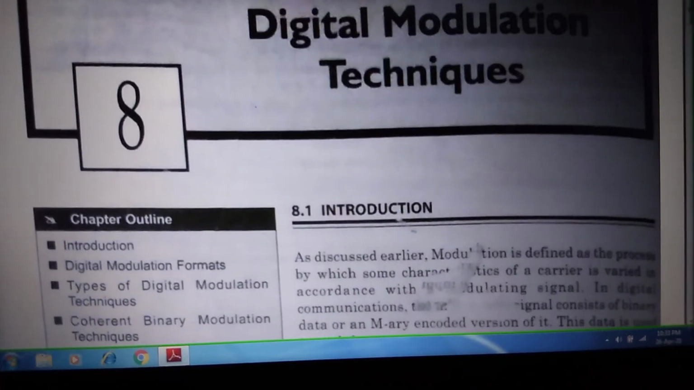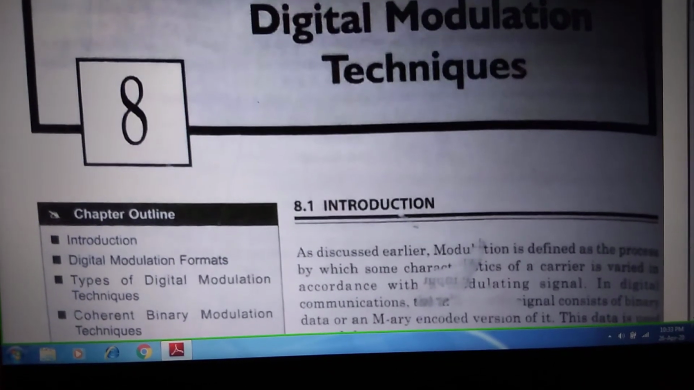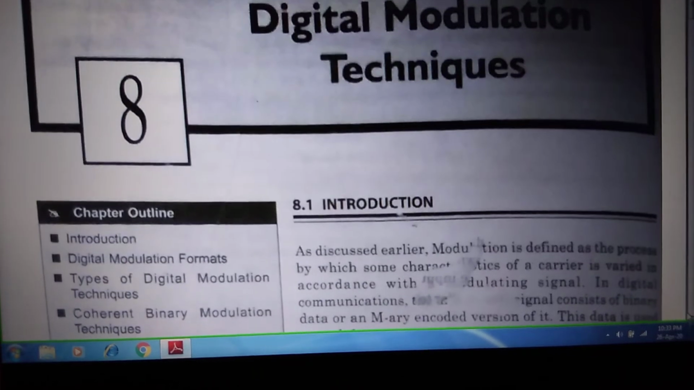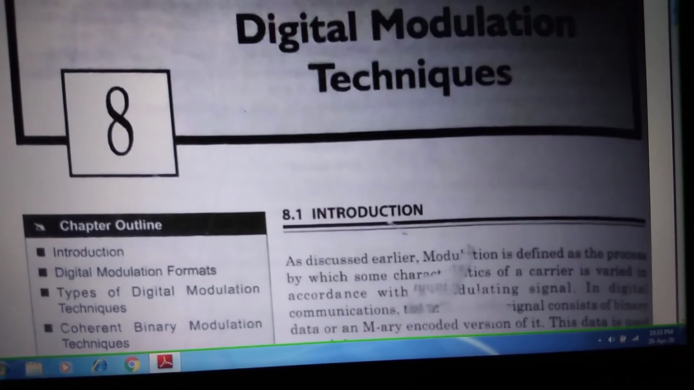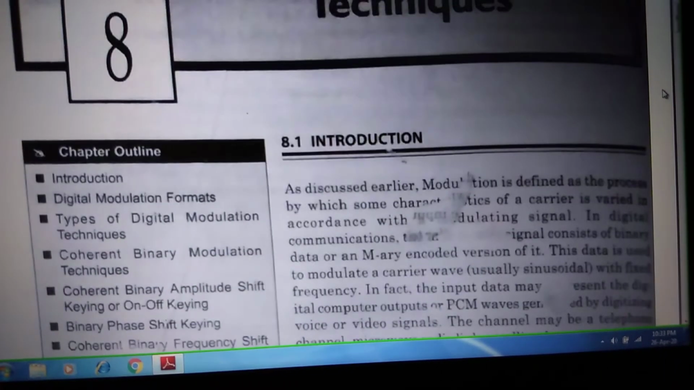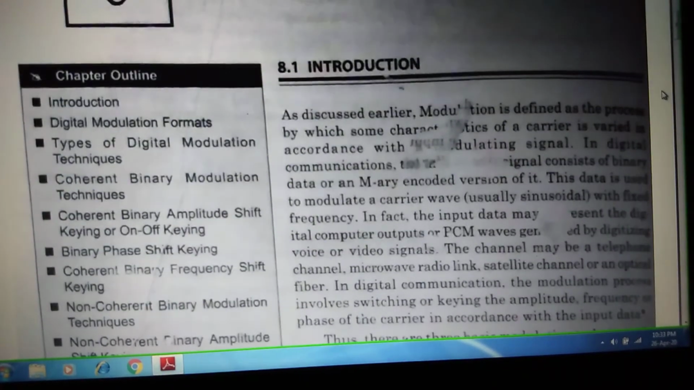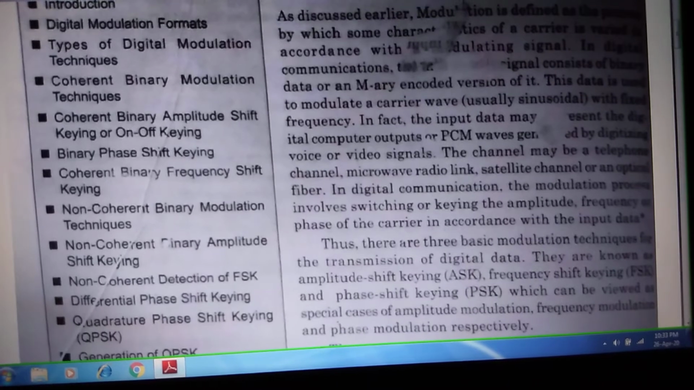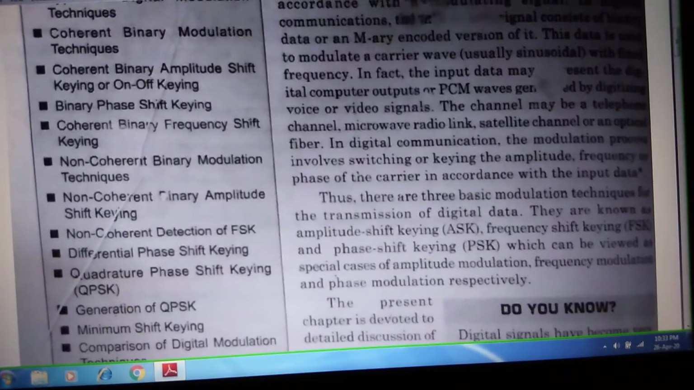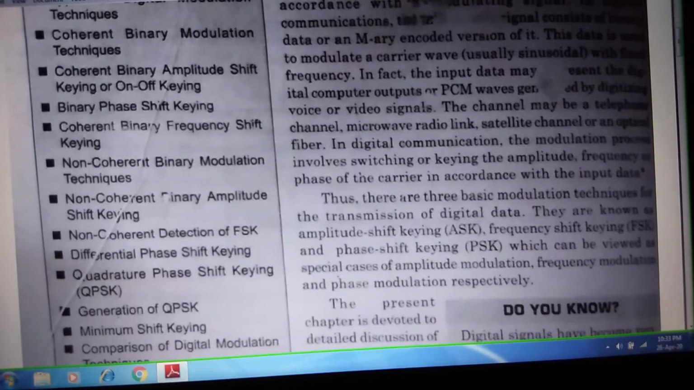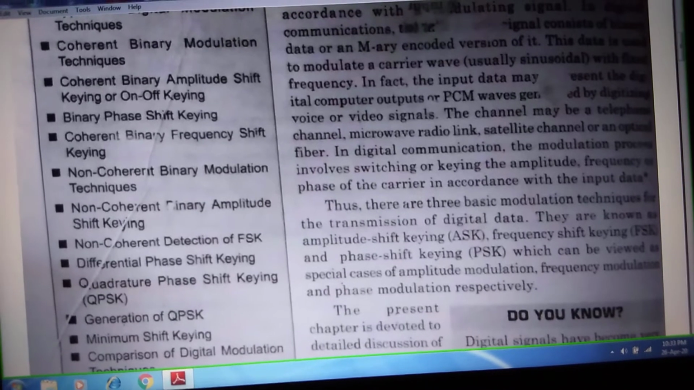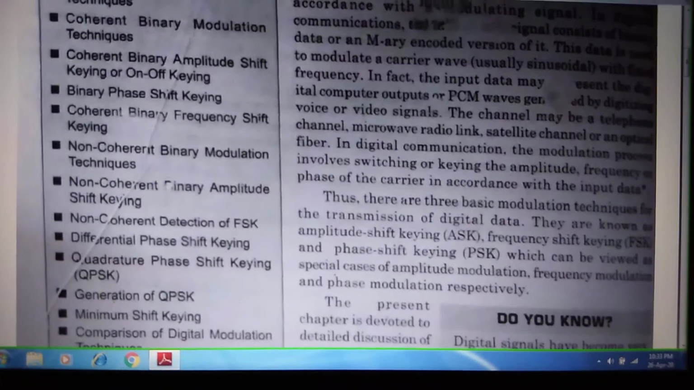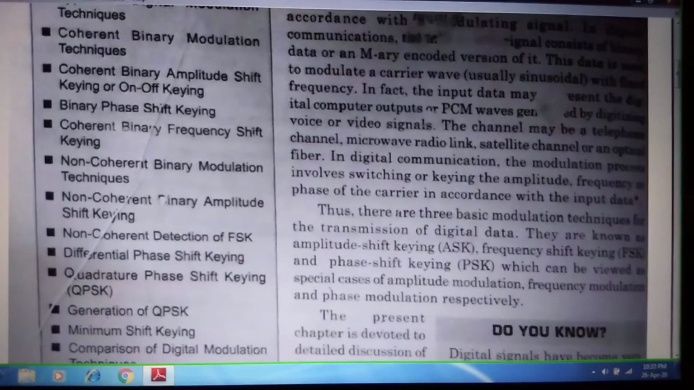Today we will discuss different types of digital modulation techniques. From the basic knowledge of digital communication, we have already studied the first digital modulation technique we introduced in the digital modulation scheme, that was PCM, that means pulse code modulation. Now we will see what are the different techniques that we use for modulation in digital modulation.